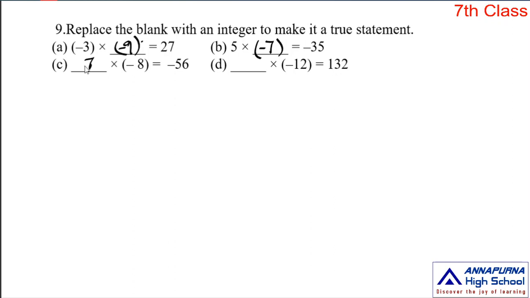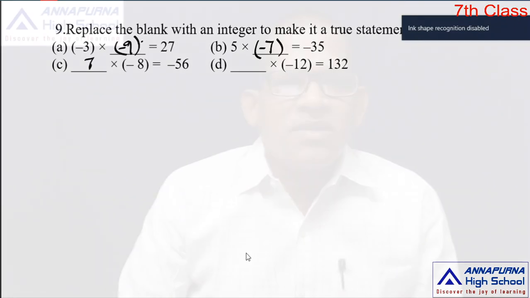So, this is positive. Why? Because the product of positive and negative is negative. So, 7. Now, dash into 132. So, this is homework for you. Okay. So, this is the third exercise. We will continue in the next video class.